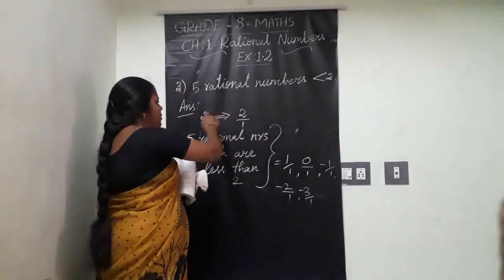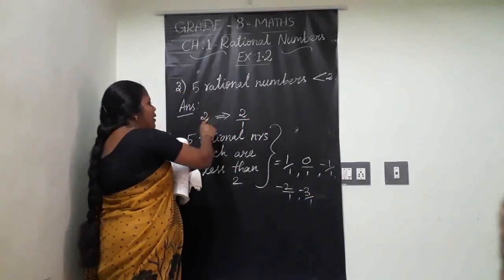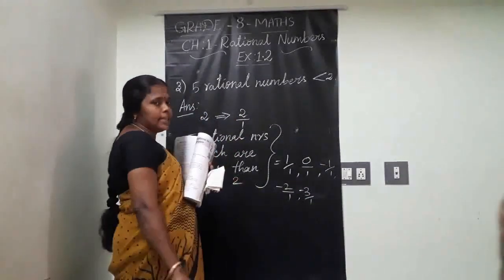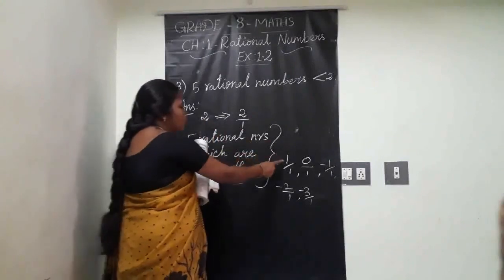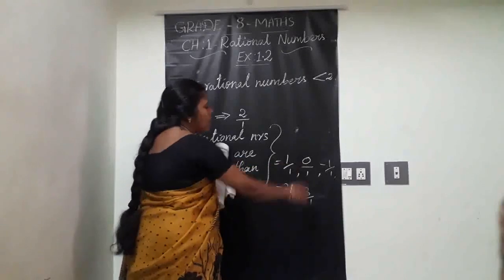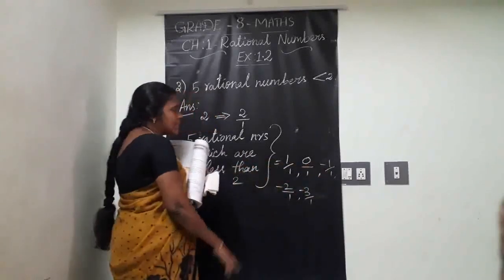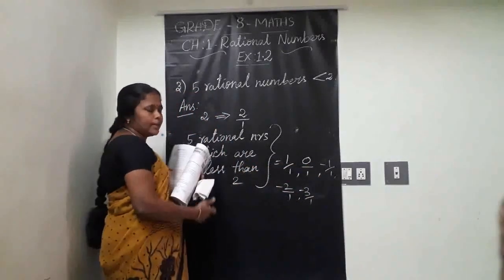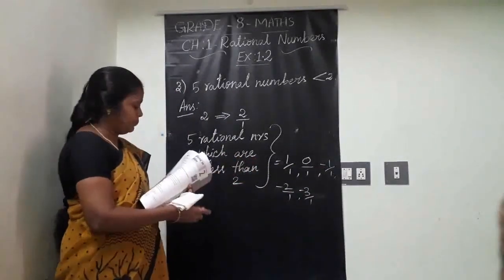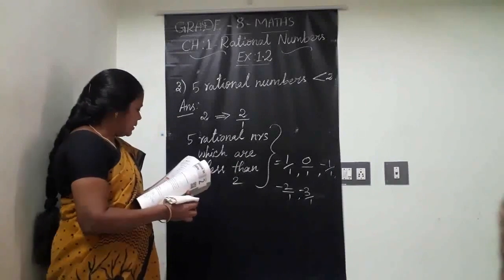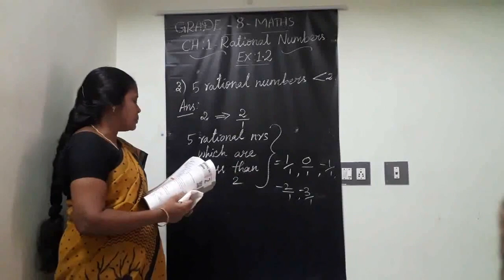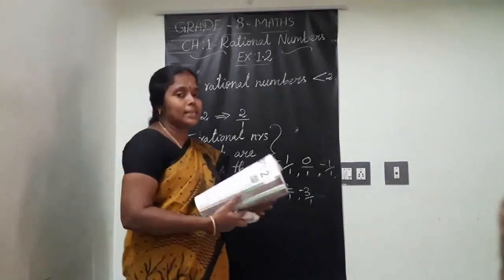Clear, children? Value-based comparing, you have to select 5 rational numbers less than that. Here 1 is smaller, value based. 0 is smaller. All the negative numbers are less than positive 2. Clear? On this basis you have to select. You can select some other rationals also here. Next, fourth question, what they are telling? Find 10 rational numbers between the given rational numbers.